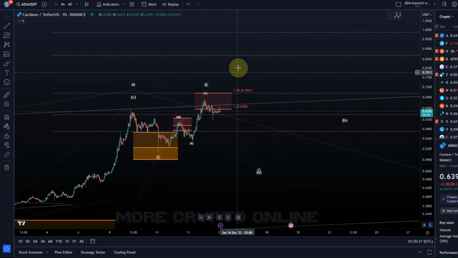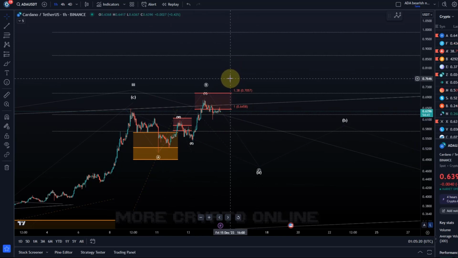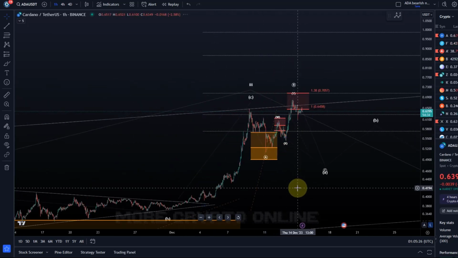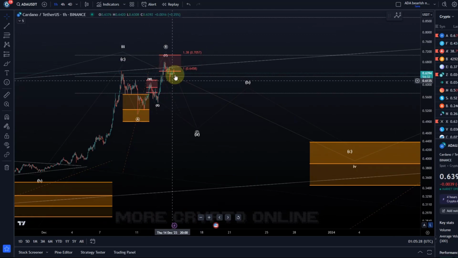I need to see 5 waves up for that. It's of course possible, but then I need some kind of evidence for that. For example, here, a break above the 70.5 cent level. So just a bit of waiting for clarity here.